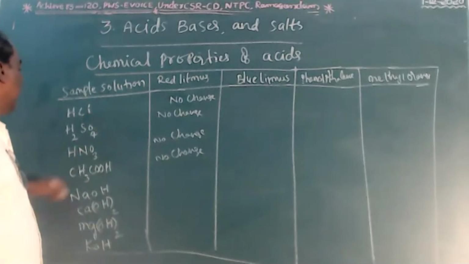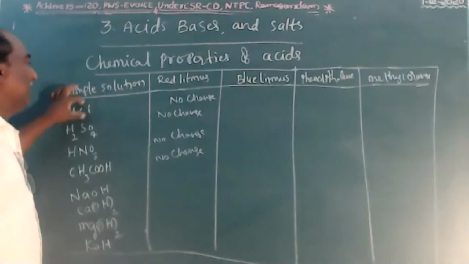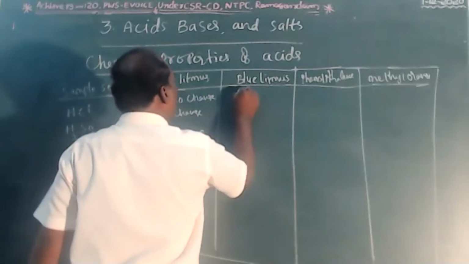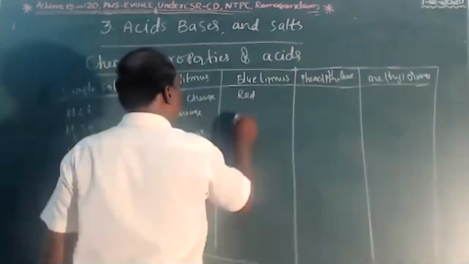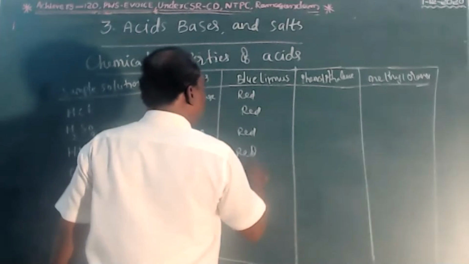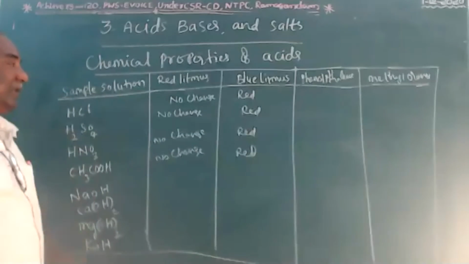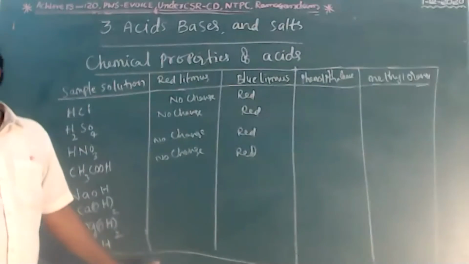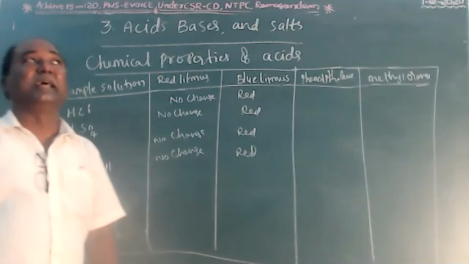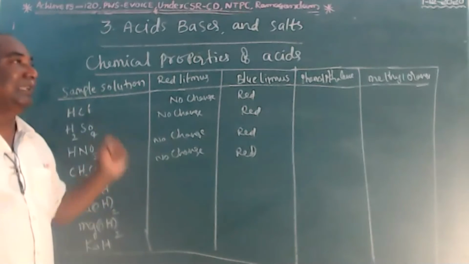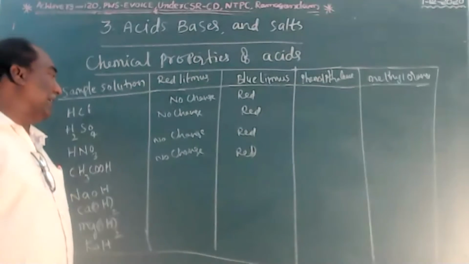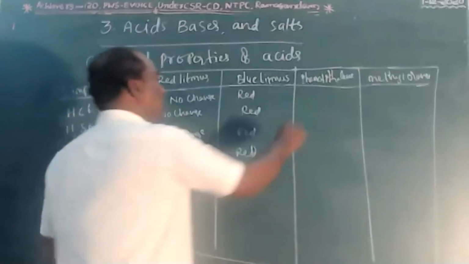Next, acids with blue litmus paper: they turn into red. So the next one, acids with phenolphthalein indicator. There is no change in the phenolphthalein indicator.